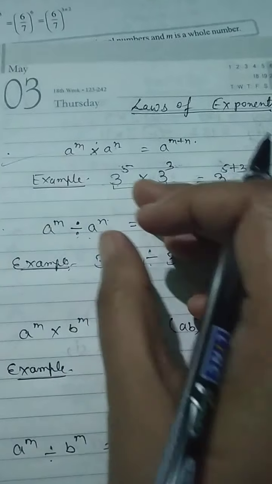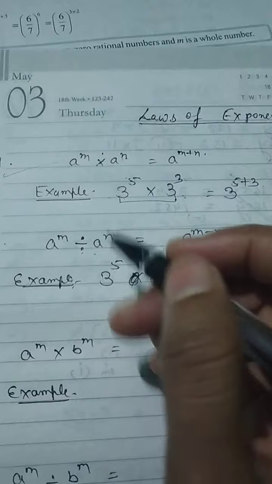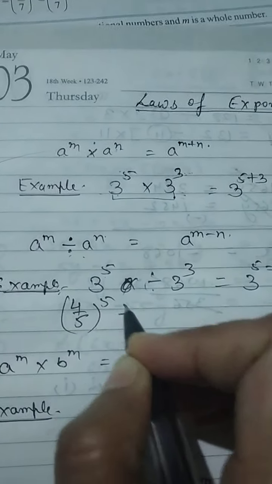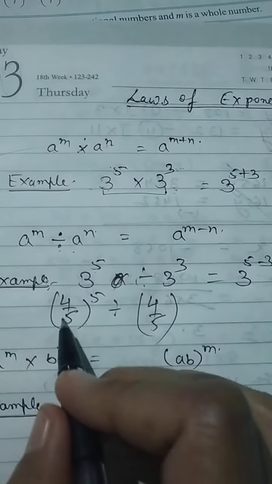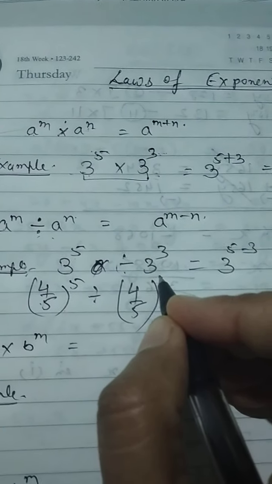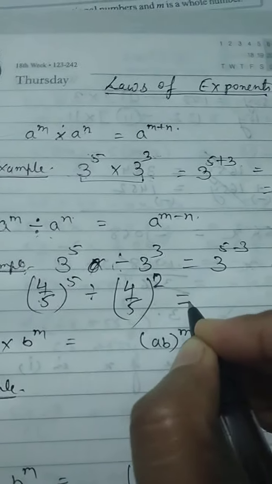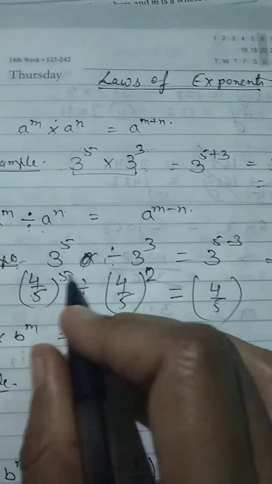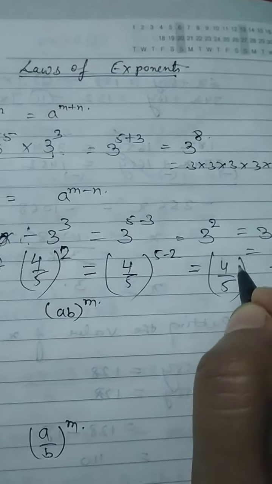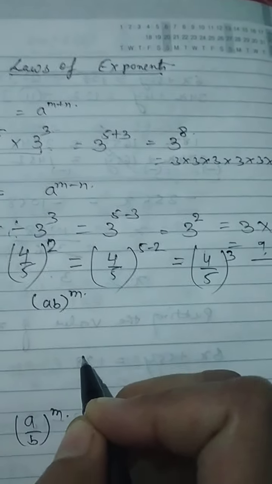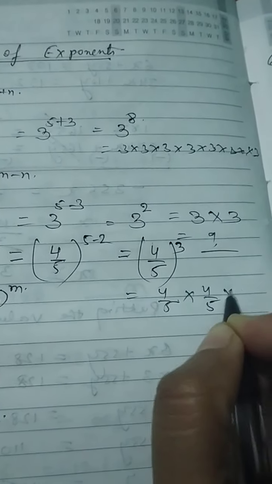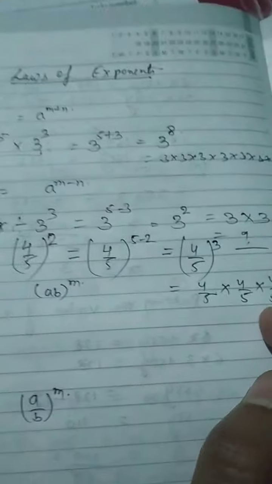Got it? Not necessary that you will take the number like this. We can take in rational p by q form also, like 4 by 5 to the power 5 divided by the same base, 4 by 5 to the power 2. Then it will be equal to 4 by 5 to the power 5 minus 2, that means 3. So how will you find out its value? 4 by 5 into 4 by 5 into 4 by 5, 3 times.